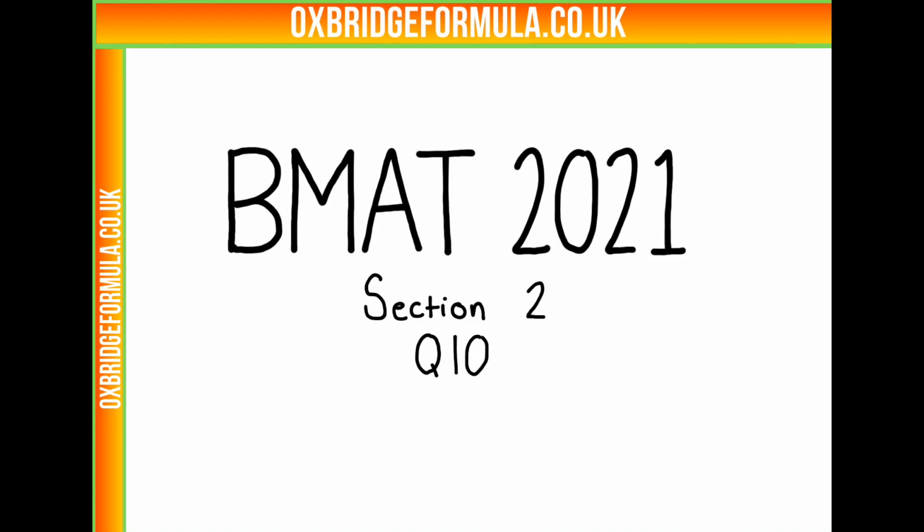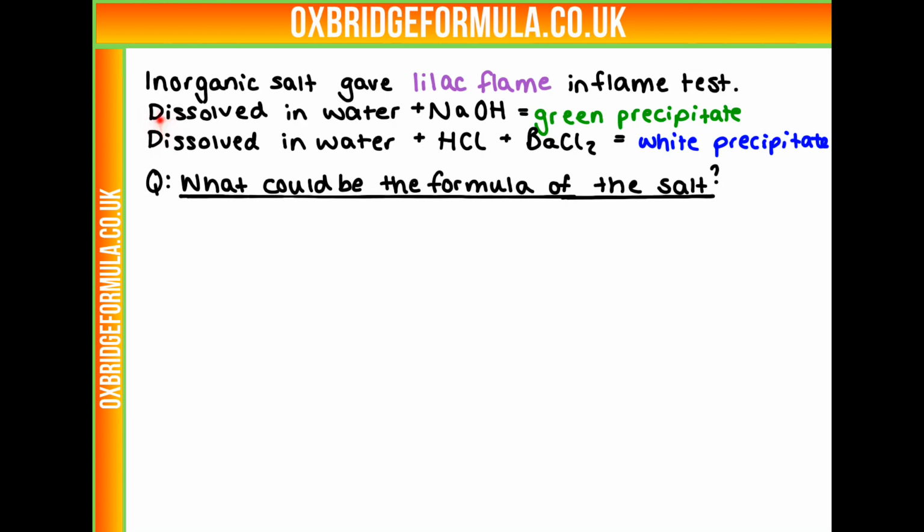This is BMAT 2021, Section 2, Question 10. So we have an inorganic salt which, when burned in a flame test, produces a lilac flame. When the salt is dissolved in water and sodium hydroxide is added, we form a green precipitate. And when it's dissolved in water and we add hydrochloric acid and barium chloride, we form a white precipitate. And our question is to find out what could be the formula of this salt.